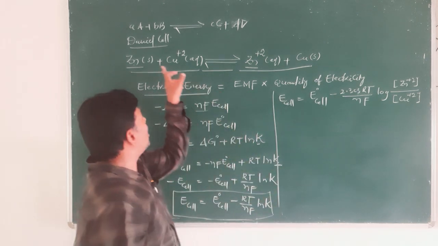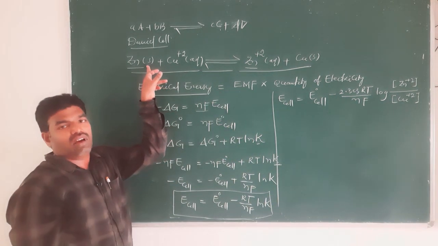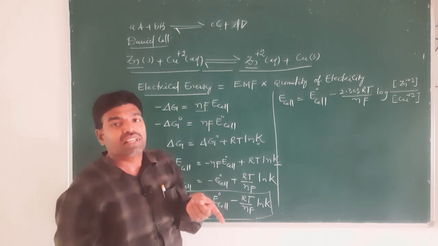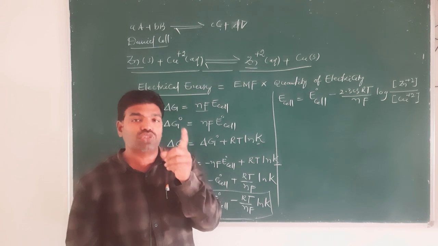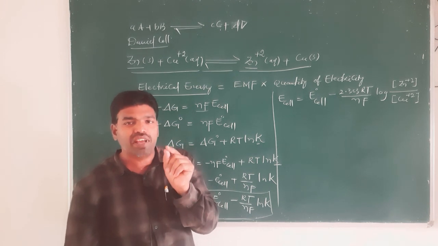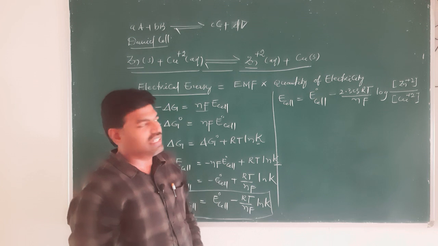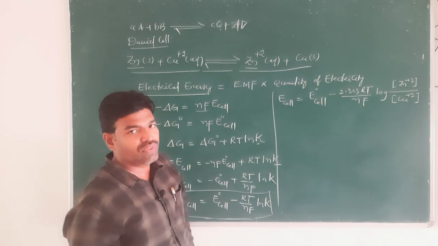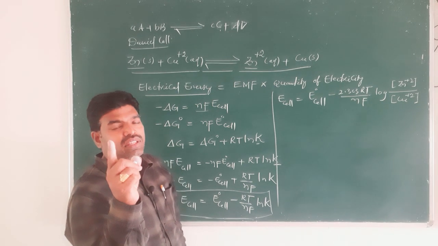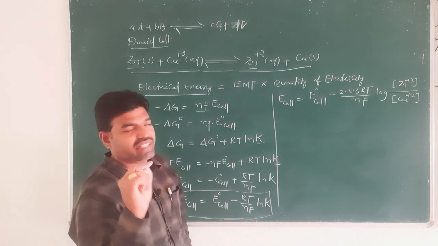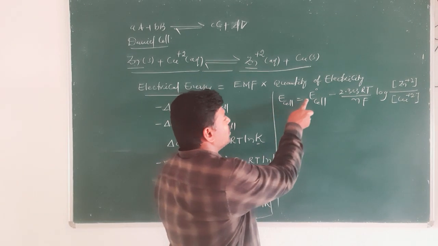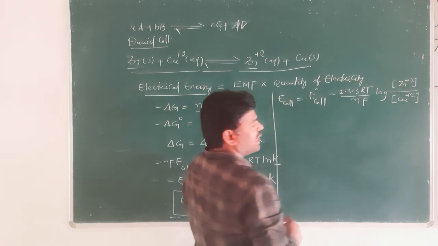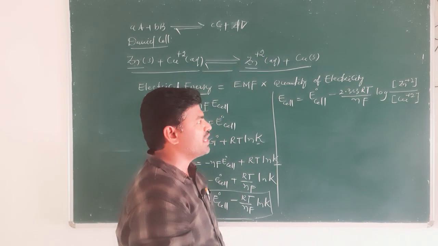Here the concentration of zinc is taken as unity. For metals, the concentration of metals is always unity. You can take unity value for the concentration of solid metals, so we take only solution concentrations. So E cell is equal to E naught cell minus 2.303 RT by NF log concentration of Zn plus 2 by concentration of Cu plus 2 ions.